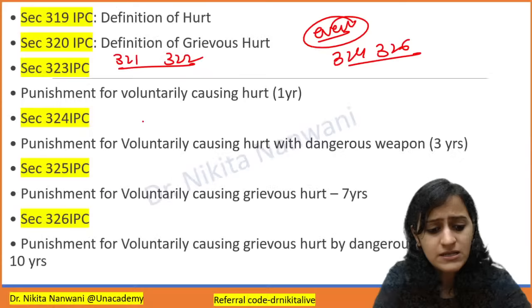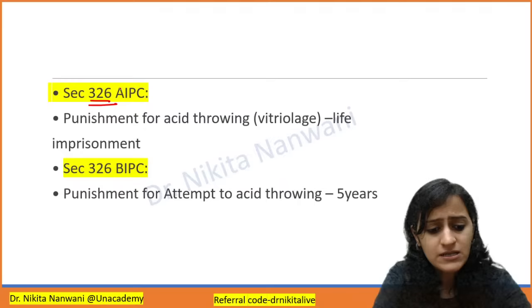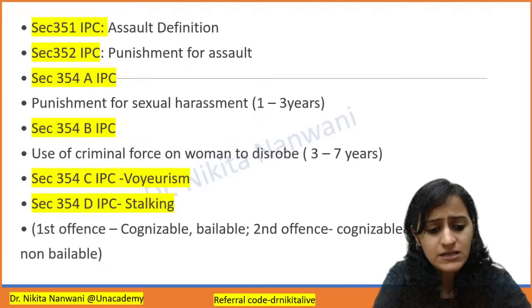Then you have 326. We already saw it, even number, evil, dangerous weapon. 326, grievous hurt. So 326A is your vitriolage, acid throwing, life imprisonment. 326B is attempt to acid throwing, that is 5 years. So acid throwing, vitriolage, remember, is 326A. Life imprisonment is the punishment. Then you have your assault and your indecent assault. Assault definition is 351.